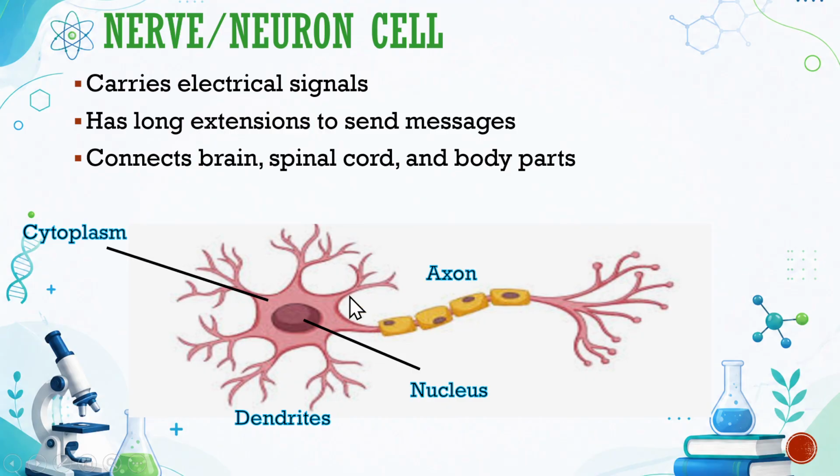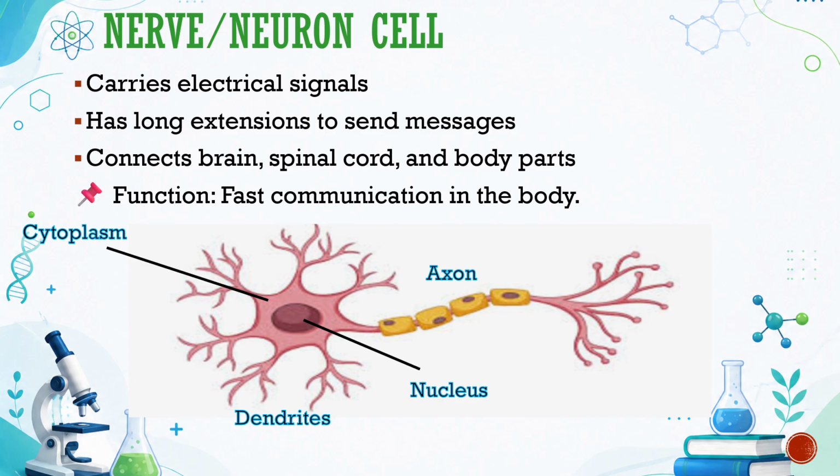And then you have these dendrites, which are basically there to receive the signals from all other neurons or nerve cells. Then it comes to the nucleus, and that particular signal is carried through the axon, and towards the end again you have some more dendrite-like endings, which would be connected to another nerve cell or the organ. So that's why the function of your neuron cells or nerves is fast communication in the body.